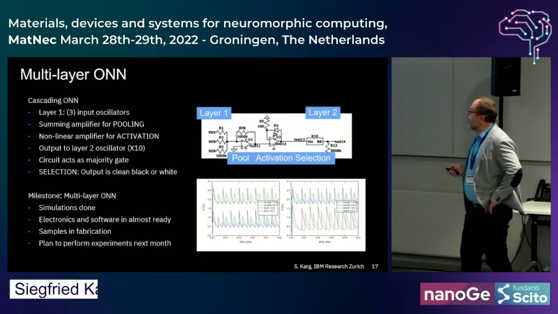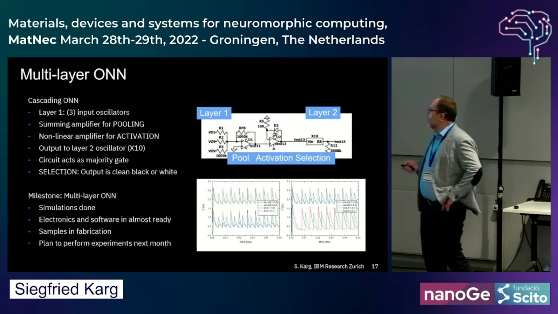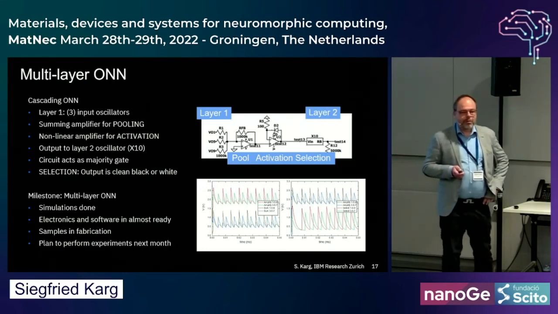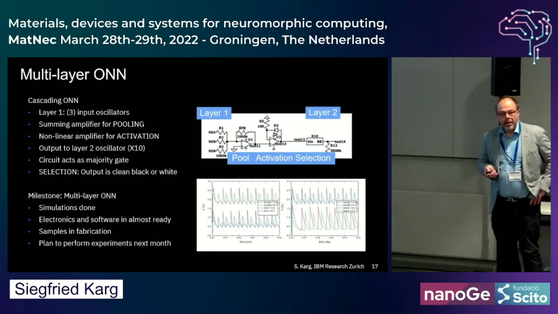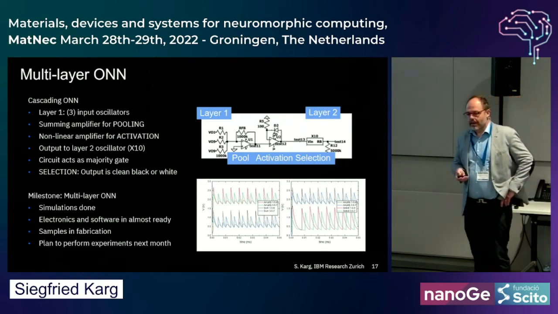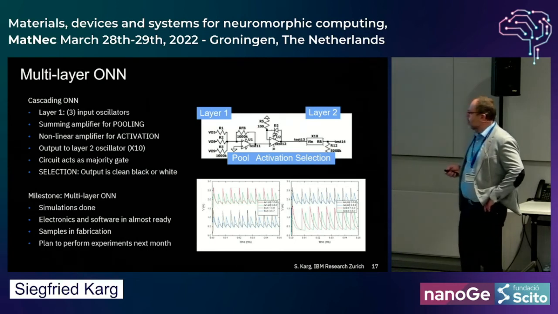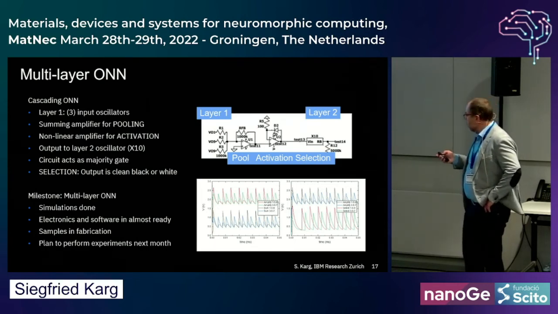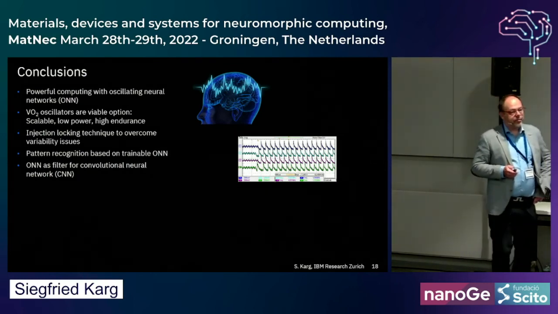Then finally, we propose a multilayer ONN, cascading multiple ONNs and using our scheme with harmonic injection locking. The output of one ONN is a harmonic signal, and we want to feed this into the second layer of an ONN. With this, we hope that we can do more complex neural networks.